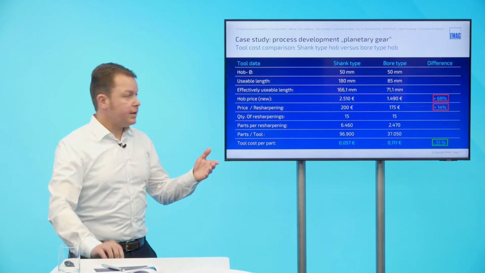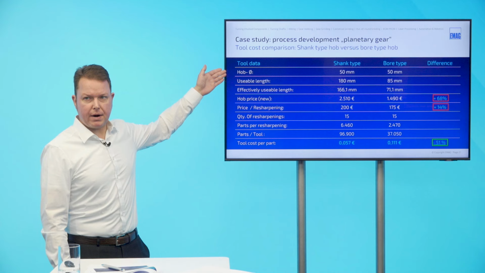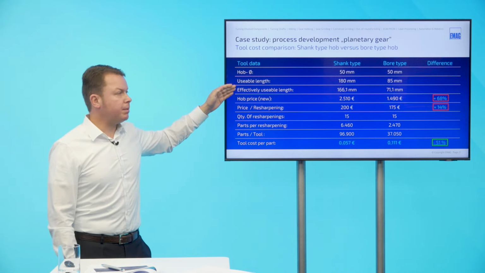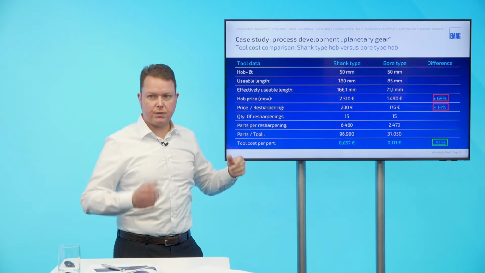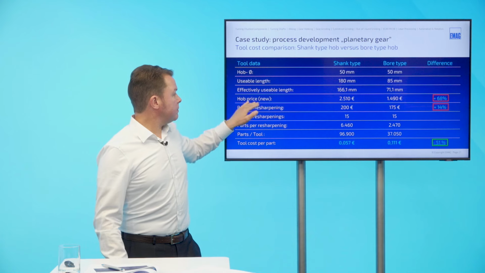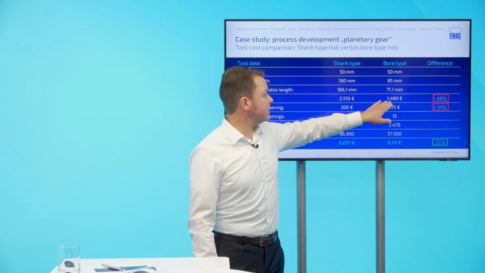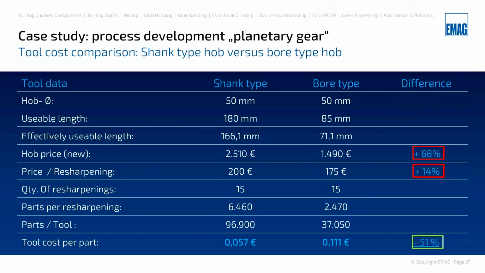To come back to our Planetary gear, here is a cost analysis for tool costs. We compare the shank type hob with the bore type hob, both hobs of diameter 50, usable length 180 versus 85 millimeter. Shifting range is also shorter, of course. Price-wise, we have €2,500 for the shank type hob against 1,500 bore type hob. So, as I mentioned already, the shank type hob is way more expensive. Also, the maintenance, the resharpening is way more expensive.